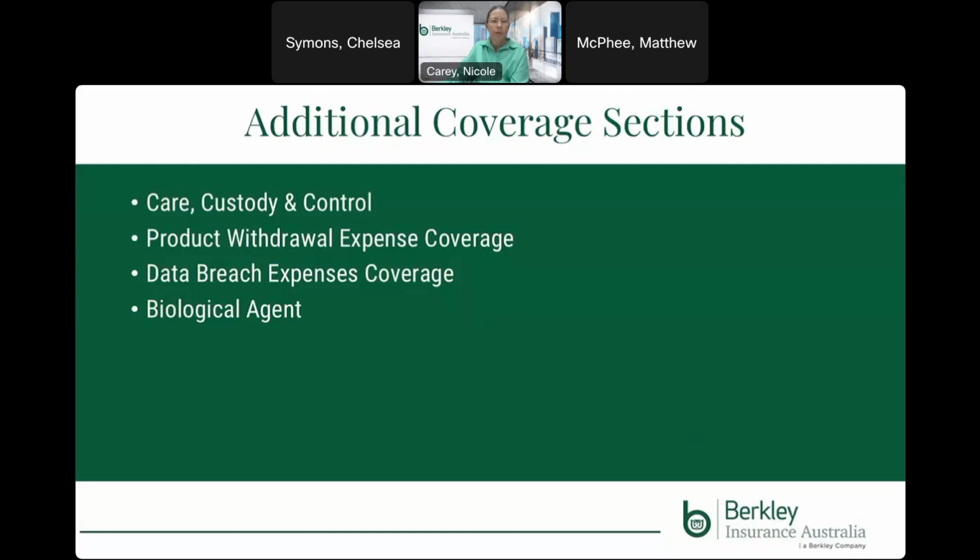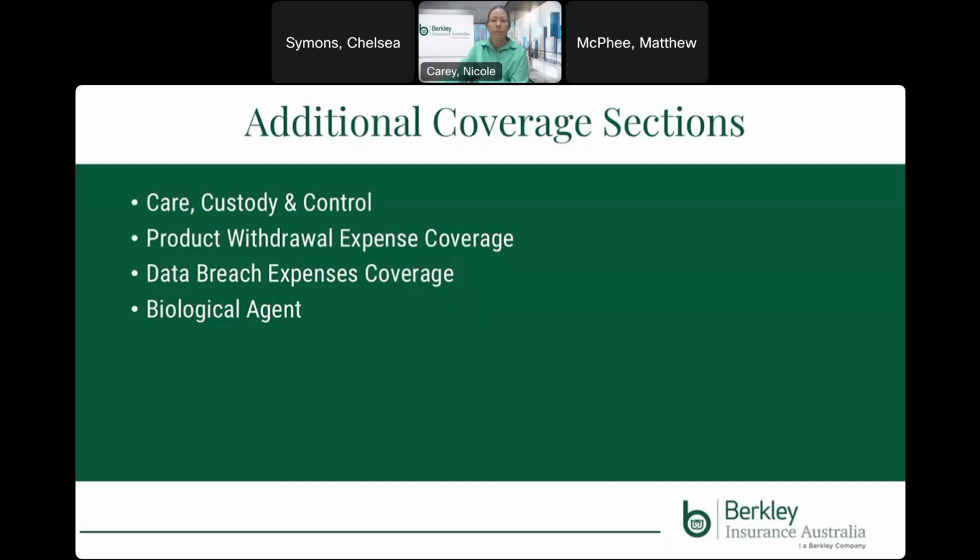These are some additional coverage sections. I've just bunched them all together because I think a lot of them are fairly standard within a GL policy. We've got the care, custody and control sublimit. So property damage to somebody else's property that is in your possession at the time. This is sublimited, in a similar manner to the way we sublimit under our GL policy. If you've got an insured who has a lot of property in their care, custody and control, that should probably be covered under a property liability policy, not the GL policy.